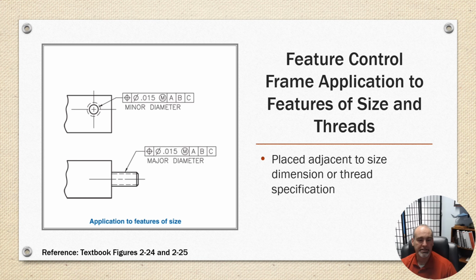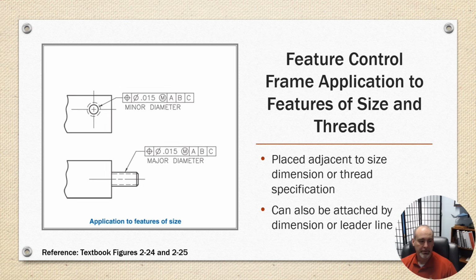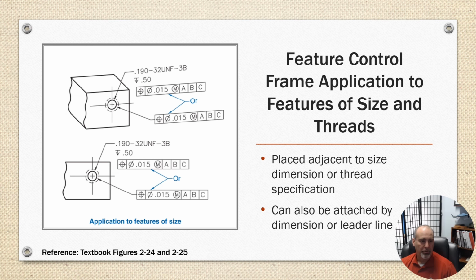Okay, so you're going to place it adjacent to the size dimension or thread specification. And the lower one is the same example. You want it held to the major diameter, so you would call it out that way as shown. Okay, here's another example. The geometric frame can be attached to a dimension as shown in the top, or it can have its own leader line going to the whole feature.